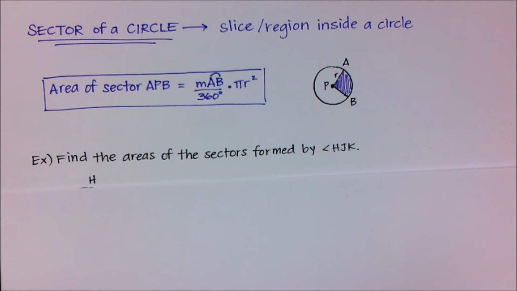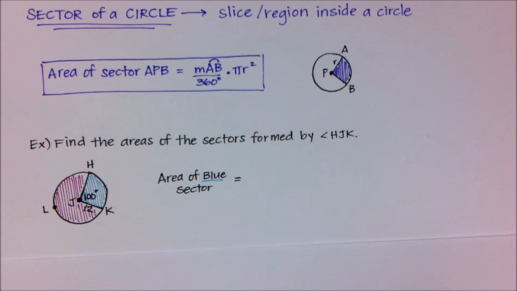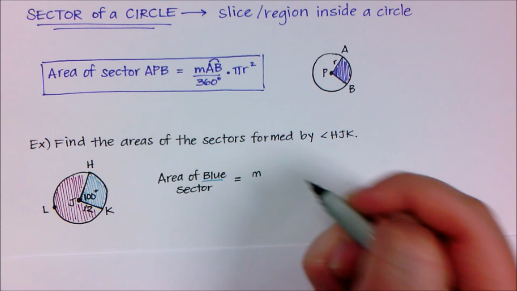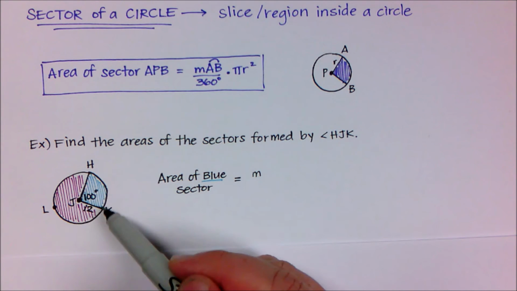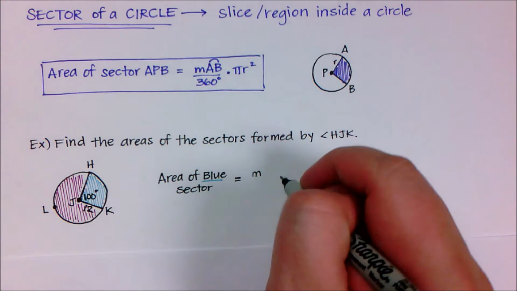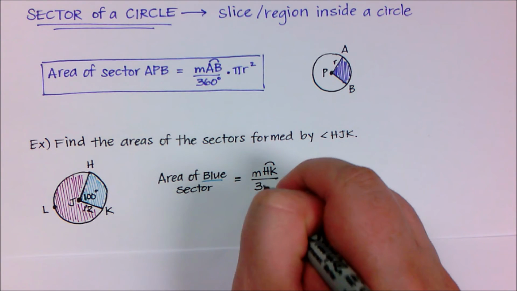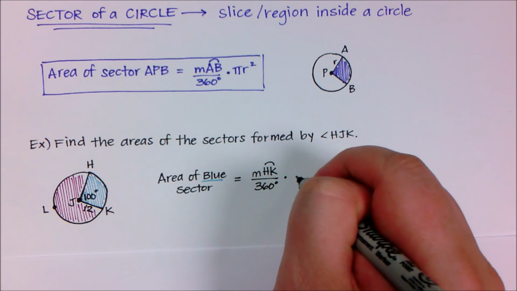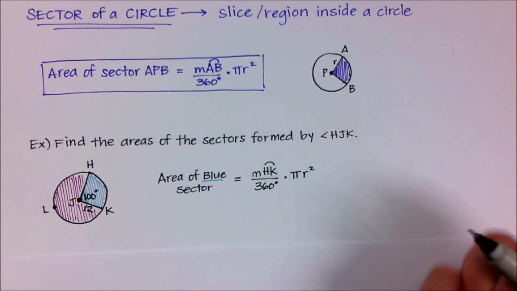So here's my first example. We'll just look at part of it. Let's find the area of this blue sector. So if I was going to find the area, I'm definitely going to have to write out the formula. So it's going to be the measure of, if I'm looking for the blue sector, which is HJK, I'm looking for the measure of the arc HK, divided by 360 degrees, and then multiplied by the area of the whole circle, so pi r squared.